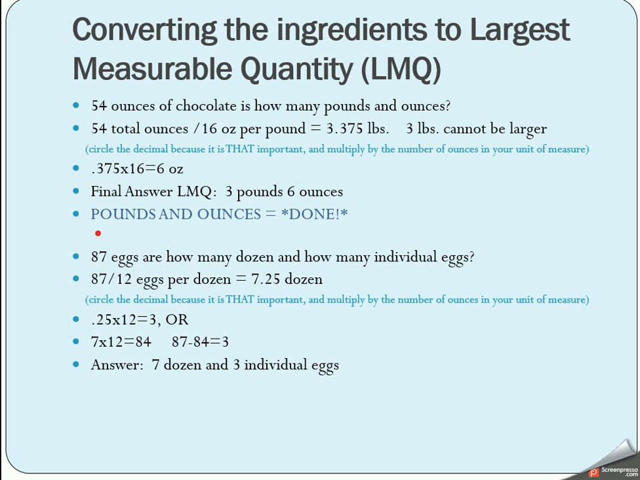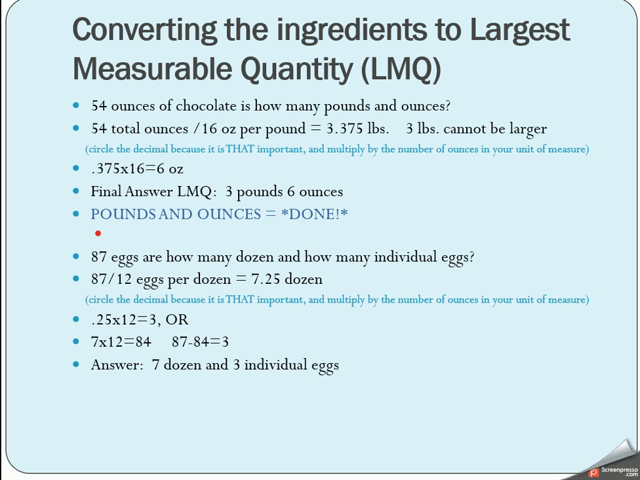Okay, here. So if I have 54 ounces of chocolate and I want to know how many pounds and ounces that is, I'm going to take my 54 ounces and I'm going to divide it by 16 ounces per pound. That will give me 3.375 pounds. I look at the first number, I put a box around it, and I say 3 pounds can't be larger. I'm then going to circle the decimal point because it is that important and multiply by the number of ounces in my unit of measure.